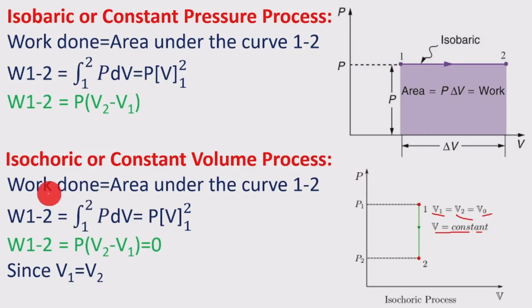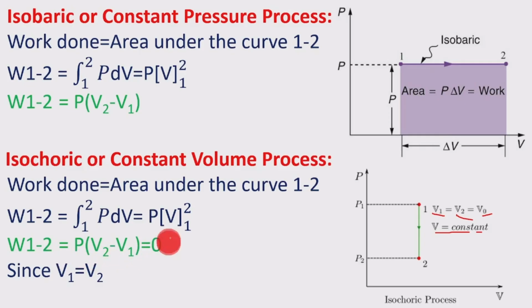And we'll take the work done expression for this. The work done is given by the area under the curve 1 to 2, and there is no area under this curve. Okay, the curve is like this, there is no area under this curve. Therefore, again by taking the integration of PdV work, W1-2 is equal to integration 1 to 2 of PdV, that can be taken as P into V from 1 to 2, and again this W1-2 is written as P (V2 minus V1).